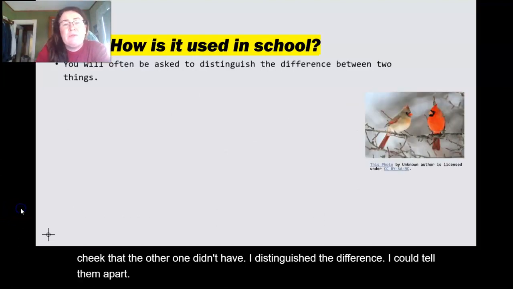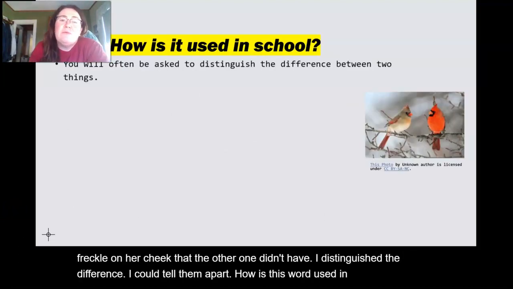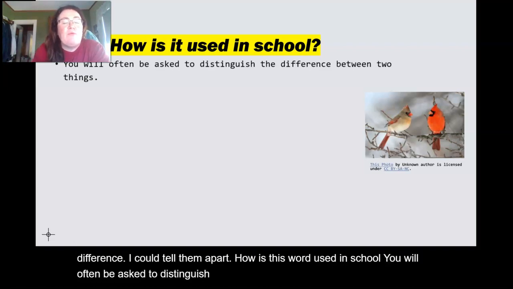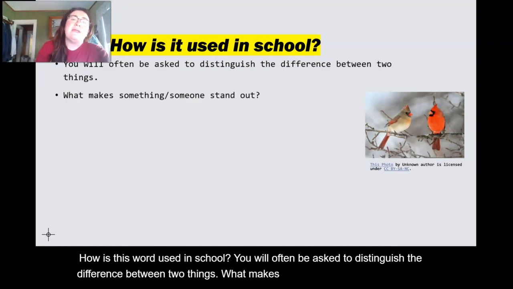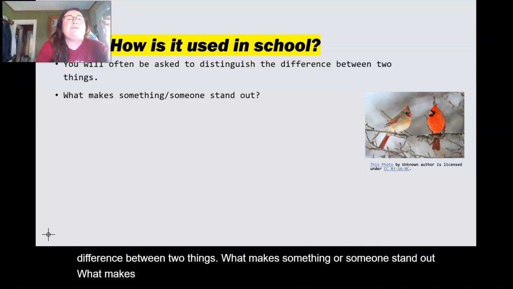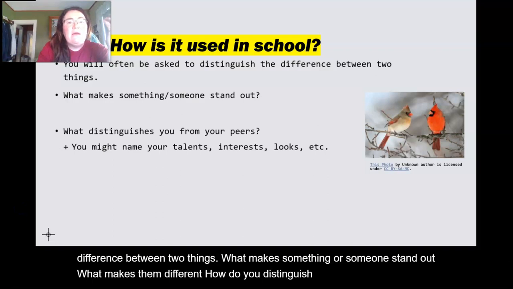How is this word used in school? You will often be asked to distinguish the difference between two things. What makes something or someone stand out? What makes them different? How do you distinguish that?